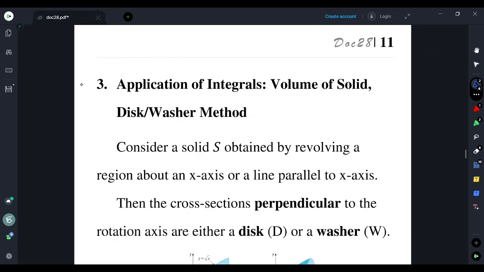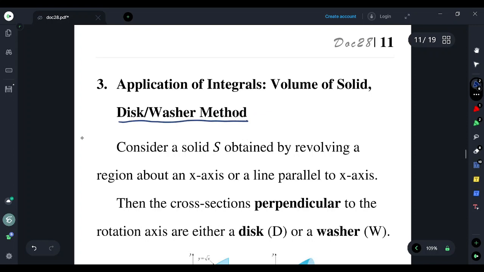Our third application for this video is the volume of solids obtained by revolving a region about an axis. So we're going to talk about calculation using the so-called disk or washer method.